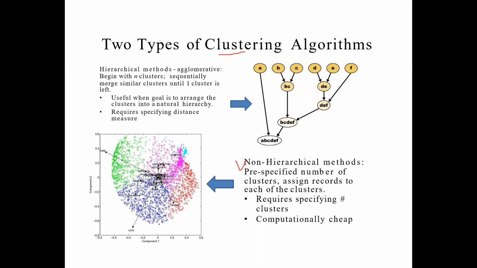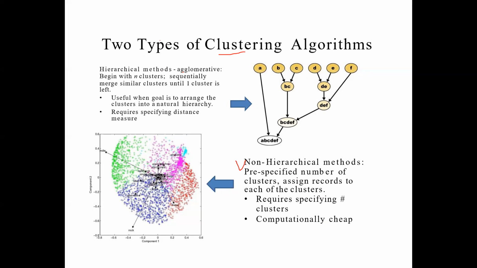So here in the non-hierarchical methods, a predefined or pre-specified number of clusters is used, and records are assigned to each of the clusters. It requires specifying this number of clusters, but it is computationally cheap. All of you know how to form groups or clusters from a set of objects using the k-means clustering technique. Actually, k-means clustering is a partitioning technique, right? And another type of technique is the hierarchical method. So here is the example: agglomerative clustering is an example of the hierarchical method.